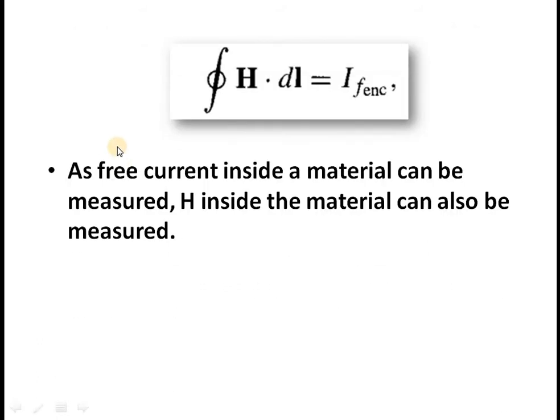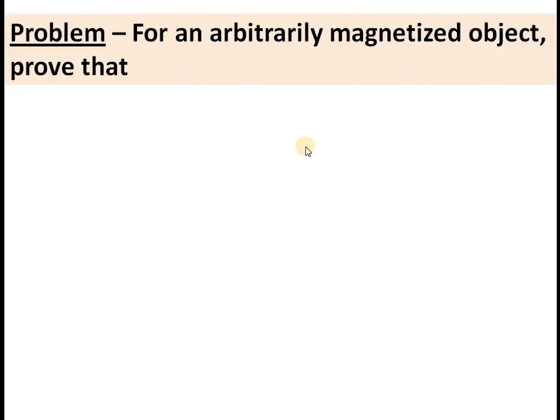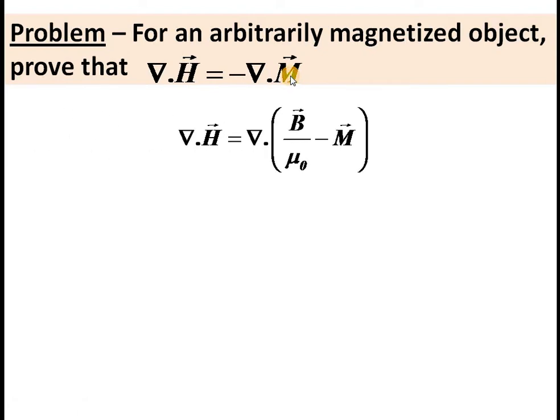The free current inside a material you can measure, using equipment such as a galvanometer or ammeter. So obviously you can find what is called H. So H is a measurable quantity. Here is a small problem. For an arbitrarily magnetized object, show that del dot H, divergence of H, is equal to minus divergence of M. Very simple problem, so let us try to do it.